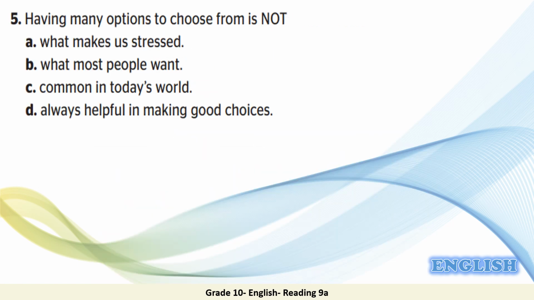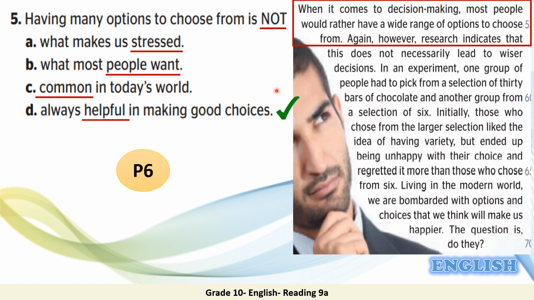Last but not least, let's look at question 5. Having many options to choose from is not what makes us stressed, what most people want, common in today's world, or always helpful in making good choices. Pause, read through the text, and try to find the answer. And the answer is, well done, it is D. Where can we find the answer? In paragraph 6. You can see it right over here. When it comes to decision making, most people would rather have a wide range of options to choose from.